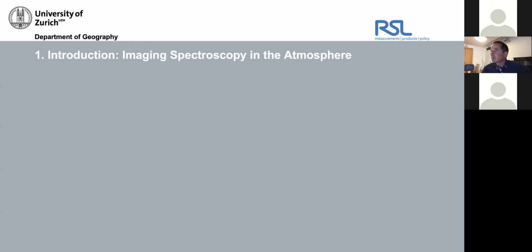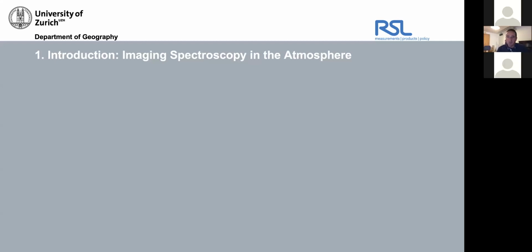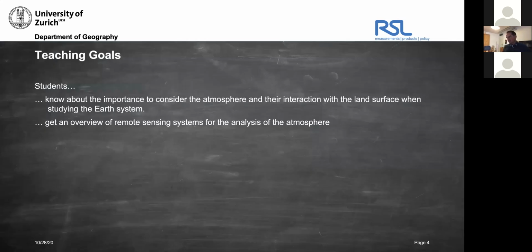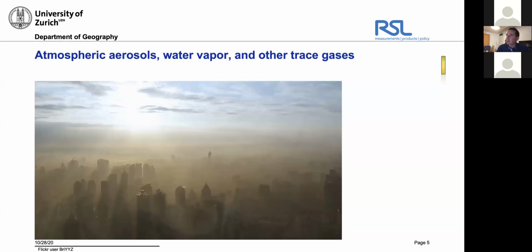First, some introductory slides. Of course, you should get an overview of the interaction of the radiation with the land surface and the atmosphere at the same time. And you should get kind of an overview of remote sensing systems. Well, that's a very short section now. So first of all, what's the effect of the atmosphere?